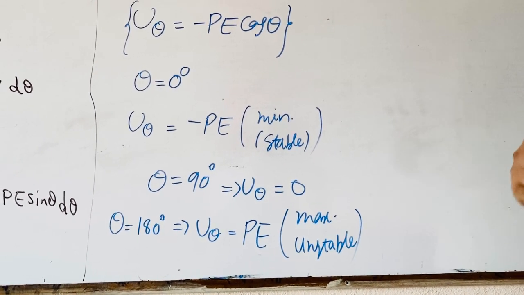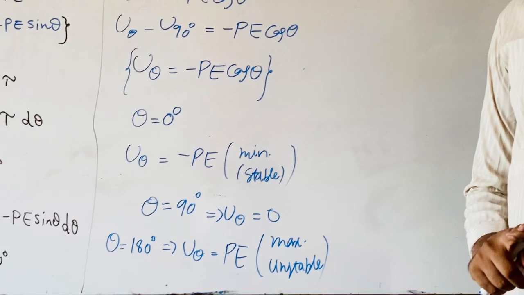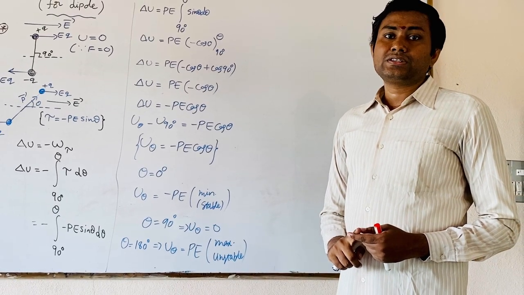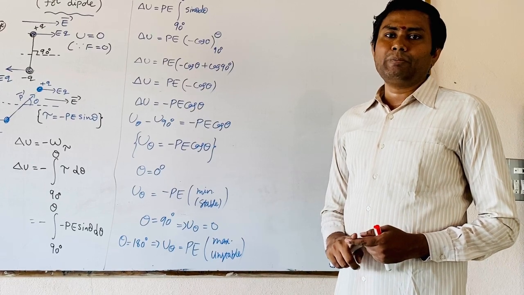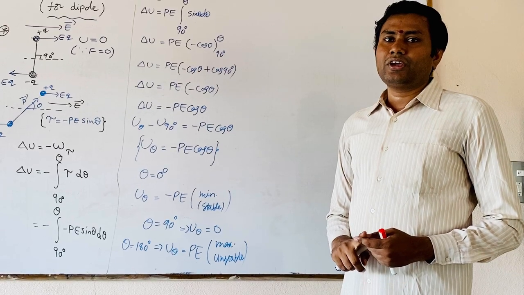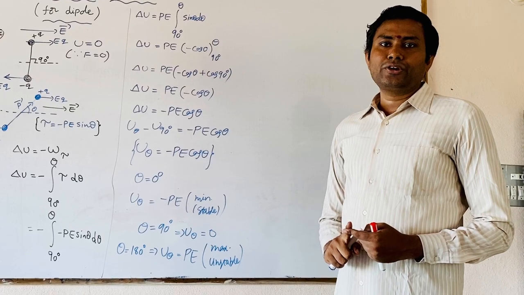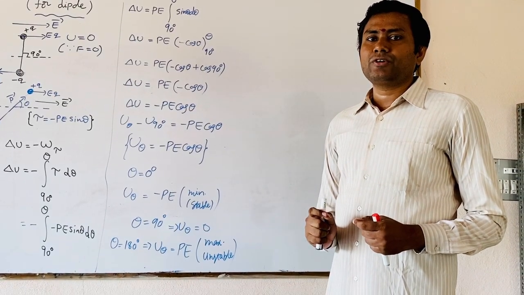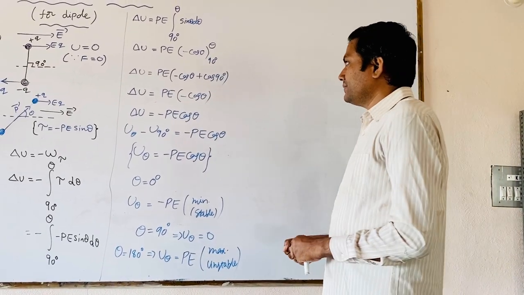Okay? Means when the dipole lies in the manner such that the dipole orientation is the same as the electric field orientation, at that time the type of equilibrium that we have is stable. When the dipole orientation is exactly anti-parallel to the direction of the E bar, at that time the type of equilibrium that we have is unstable. When the dipole orientation is perpendicular to the electric field direction, at that time the potential energy that we have is zero. Okay. Now let us see some more cases here.